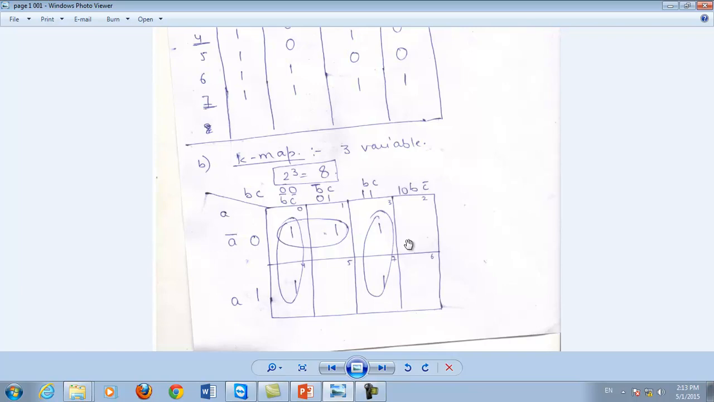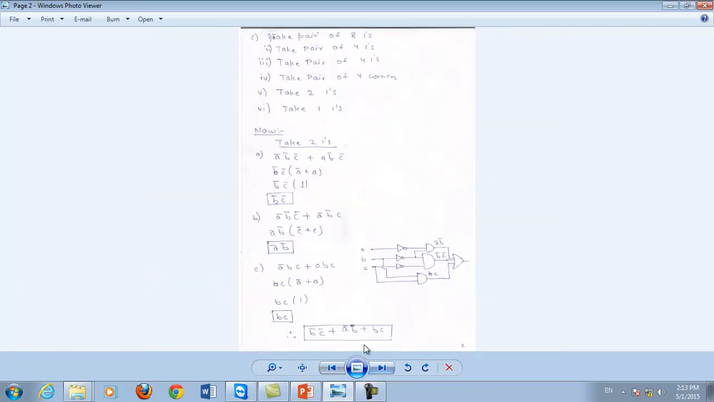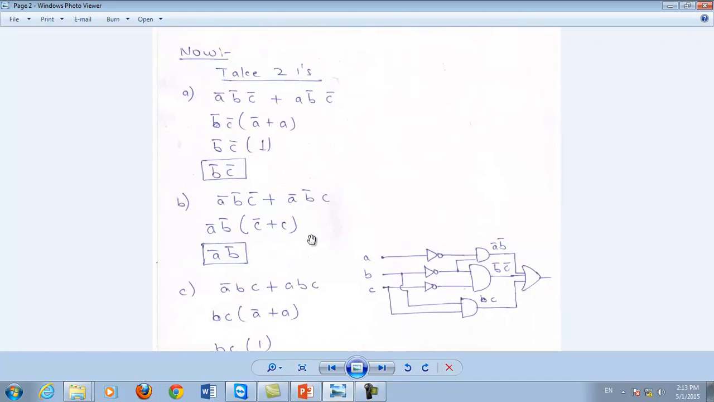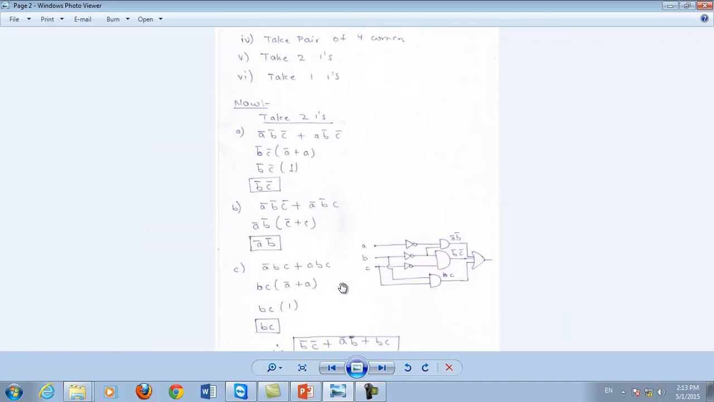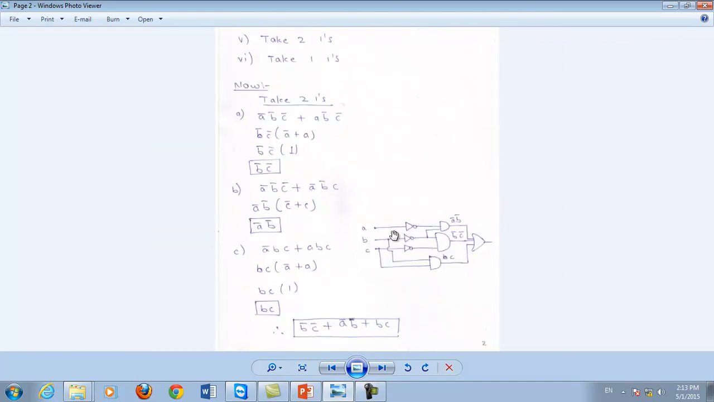After making the pairs, the next step is to simplify this by using the algebraic functions, and by simplifying this you have to create a gate, or you have to present this equation by using the logic circuits, as you can see in this example.